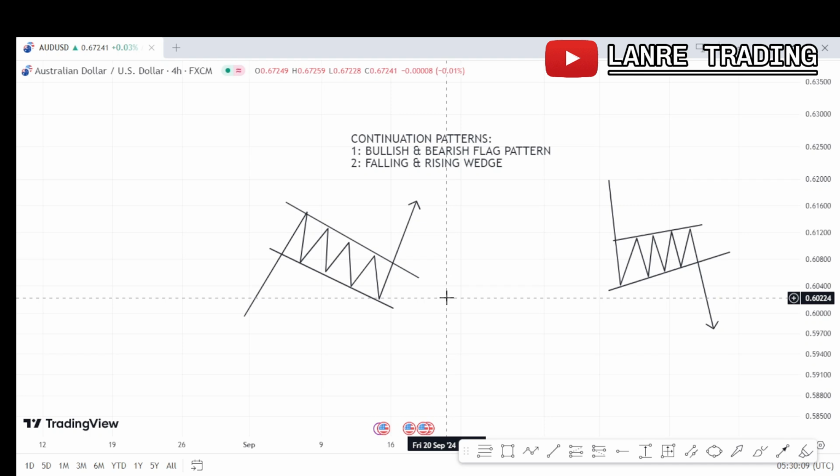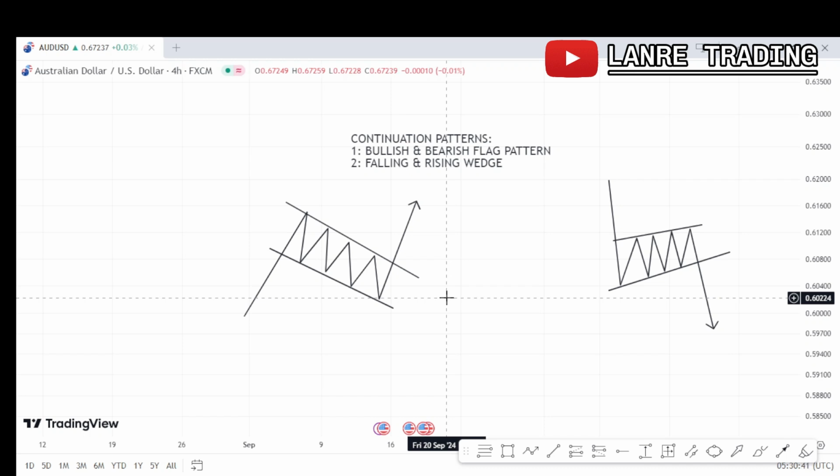I just want to give you two basic patterns that I want you to watch out for on the chart. There are a lot of continuation patterns, and I just want to show you these two basic continuation patterns because they occur more frequently on the chart. The first one is the bullish and bearish flag pattern, and the second set I will show you is the falling and rising wedge. On my screen, what you can see is the flag pattern.